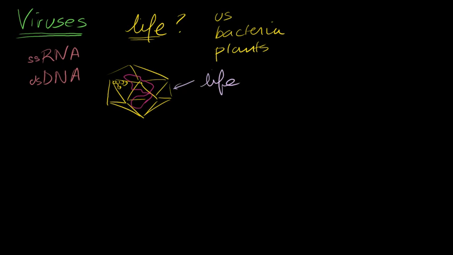Let me draw this thing a little bit smaller. Let's say this is my virus. I'll draw it as a little hexagon. What it does is it'll attach itself to a cell. It could be any type of cell. It could be a bacteria cell, a plant cell, a human cell. Let me draw the cell here. The cells are usually far larger than the virus.